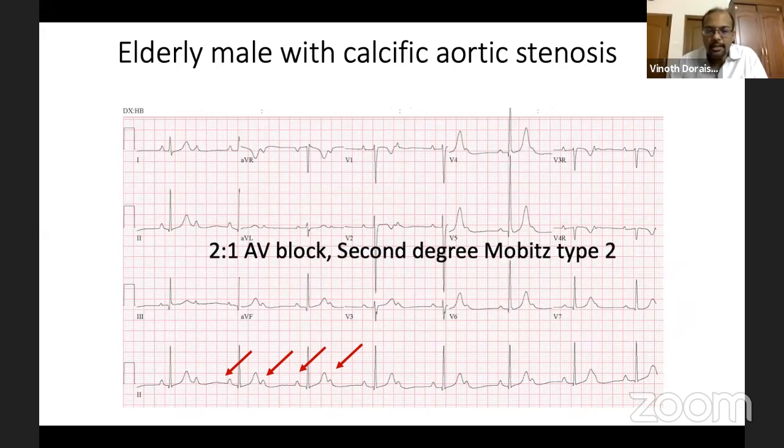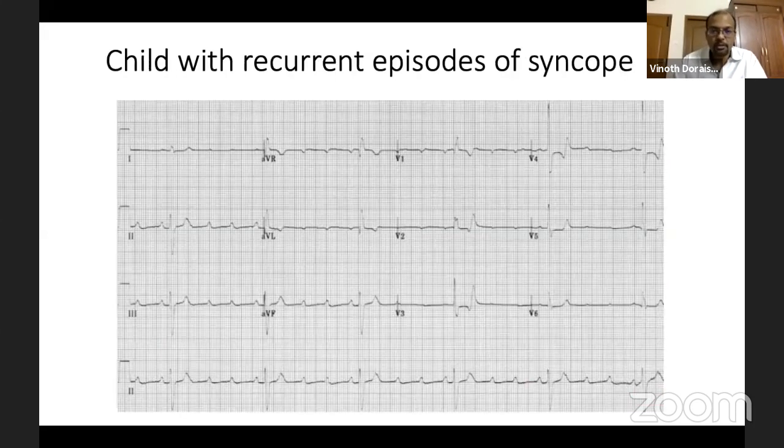Second, which is called a second degree block, Mobitz type 2. So this patient has to be investigated further to see if he has a high chance of going into a complete heart block. This is another child with recurrent episodes of syncope. So we'll now see his P waves and his QRS complex.